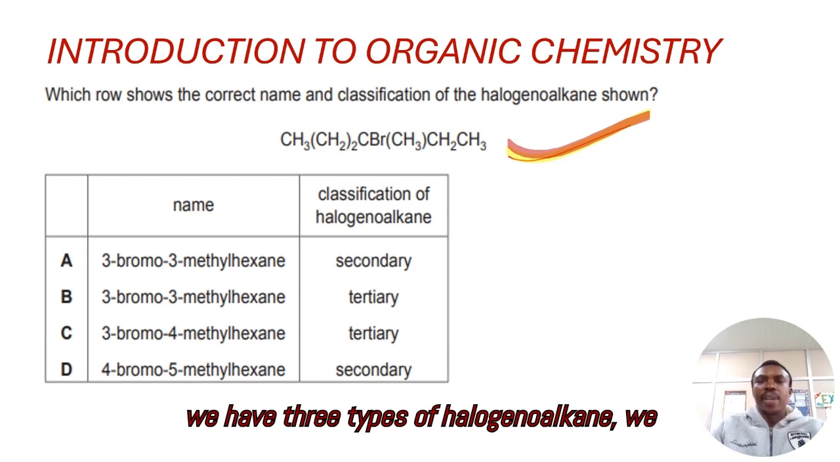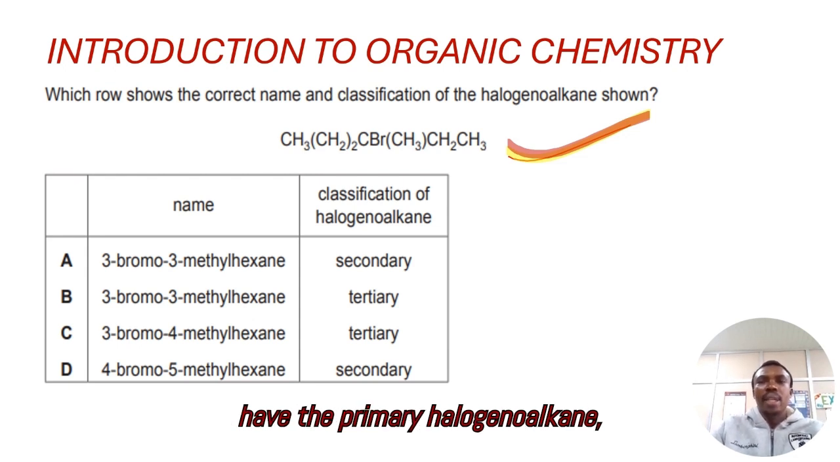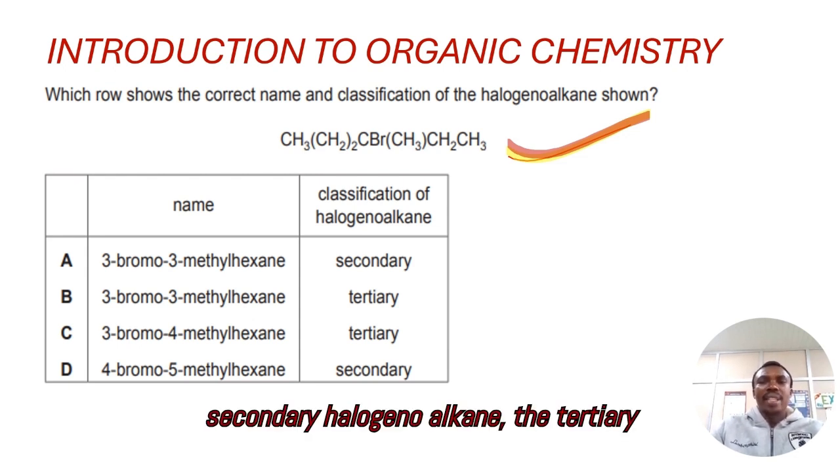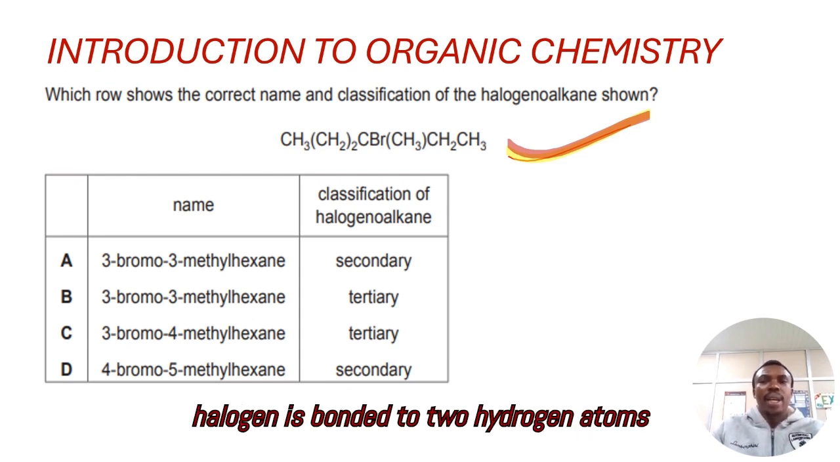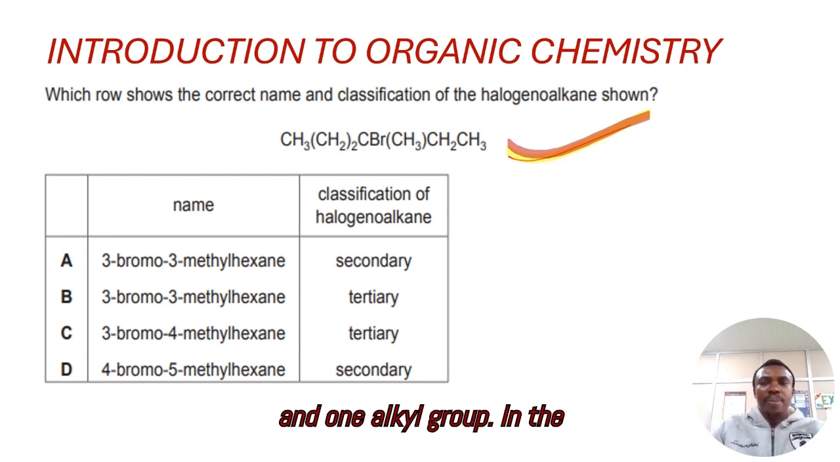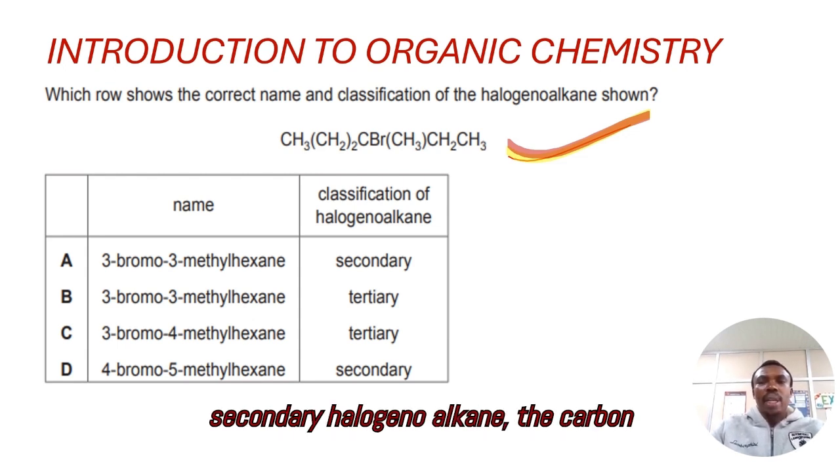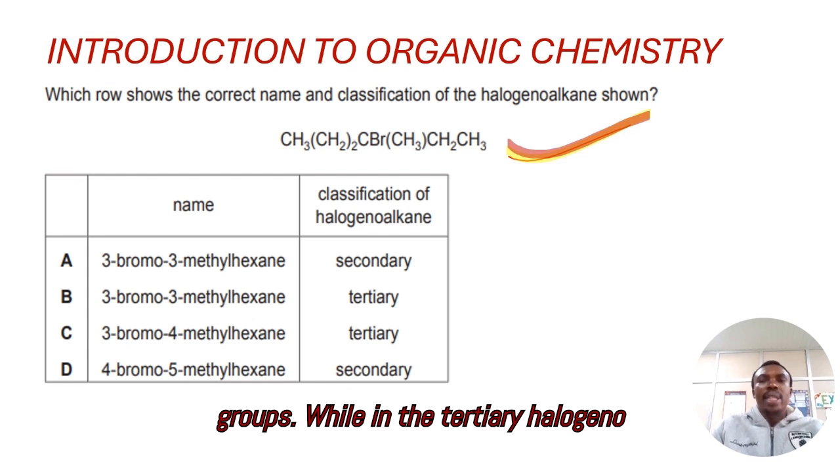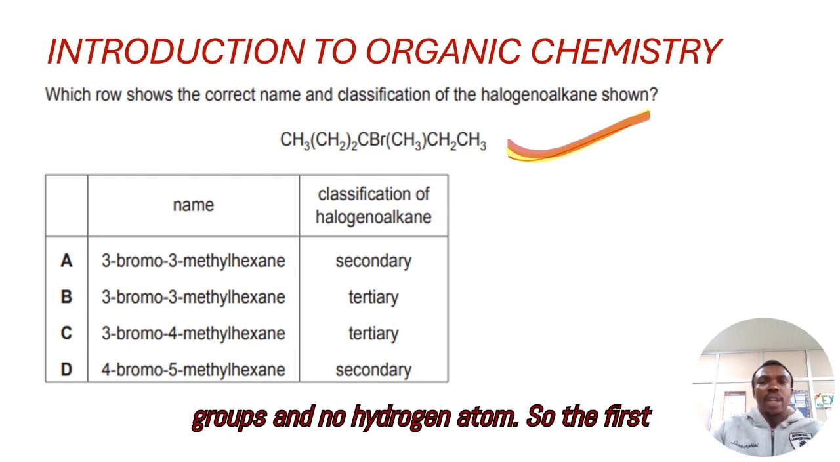We have three types of halogenoalkane. We have the primary halogenoalkane, secondary halogenoalkane, and the tertiary halogenoalkane. In the primary halogenoalkane, the carbon atom bonded to the halogen is bonded to 2 hydrogen atoms and 1 alkyl group. In the secondary halogenoalkane, the carbon atom bonded to the halogen is bonded to what? 1 hydrogen atom and 2 alkyl groups. While in the tertiary halogenoalkane, the carbon atom bonded to the halogen is bonded to what? 3 alkyl groups and no hydrogen atom.